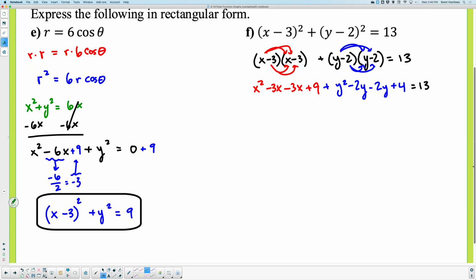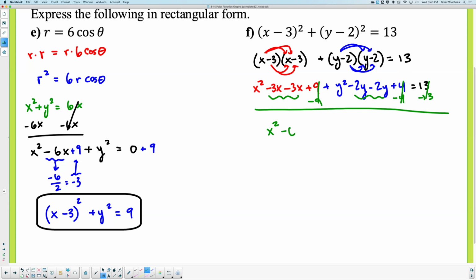First thing I would do when simplifying this is combine some like terms together. Here I can see that I'll definitely have a negative 6x, I'll have a negative 4y. This 9 plus this 4 is going to be 13. As I do this, I'll subtract 9, I'll subtract 4, which means I'm subtracting 13 from both sides. Subtracting 9 and subtracting 4 is subtracting 13. All of these simplify out of there. I'm left with x squared minus 6x plus y squared minus 4y equals 0.